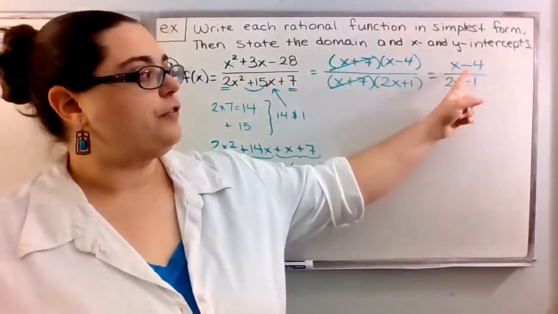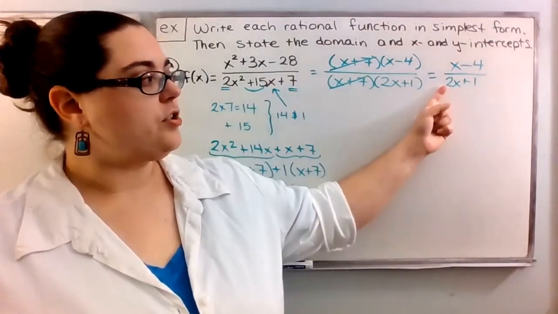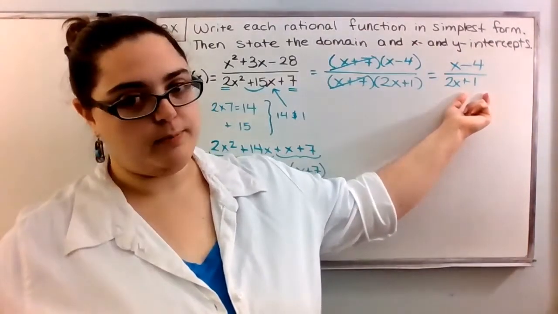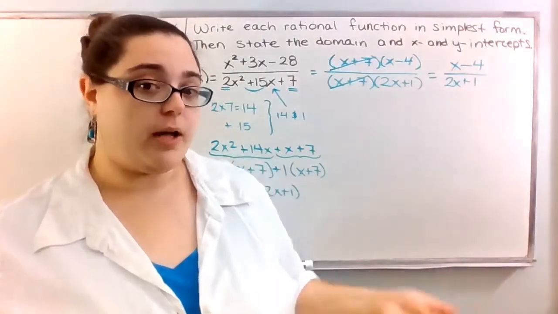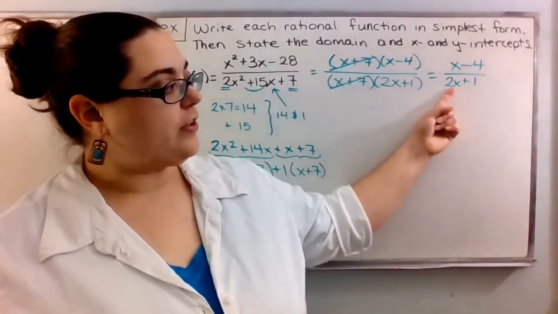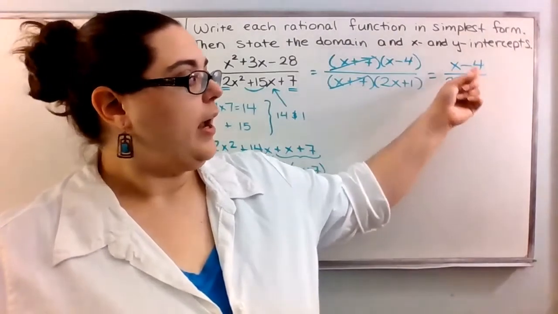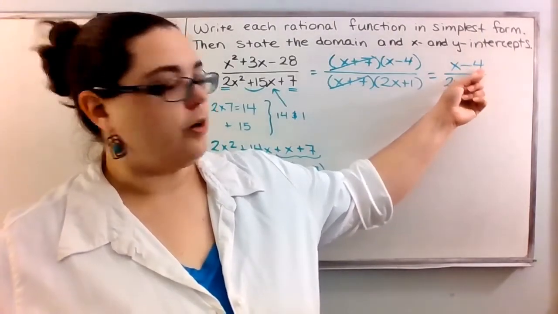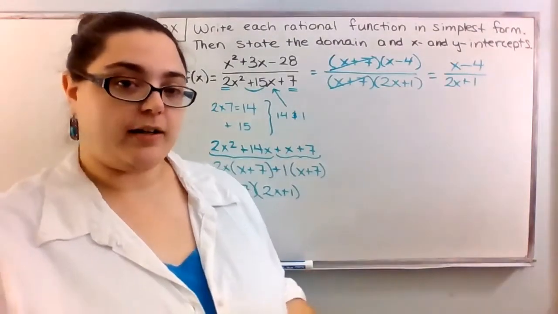If I had had 4 times x up here, like 4x, and if I had 2 times the parentheses x plus 1, then we would have a factor of 4 in the top and a factor of 2 in the bottom that could cancel. But the 2 here is only a factor of the 2x term. It's not also a factor of plus 1. And the minus 4 is a term in the top. So we can't cancel terms, we can only cancel factors.